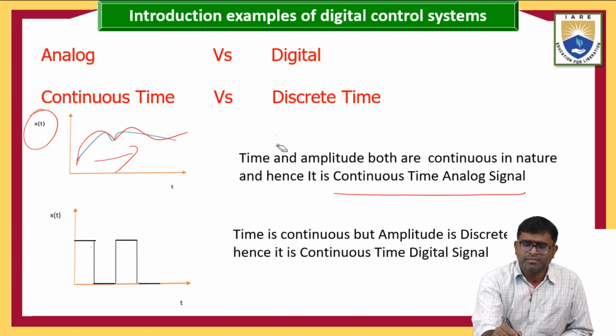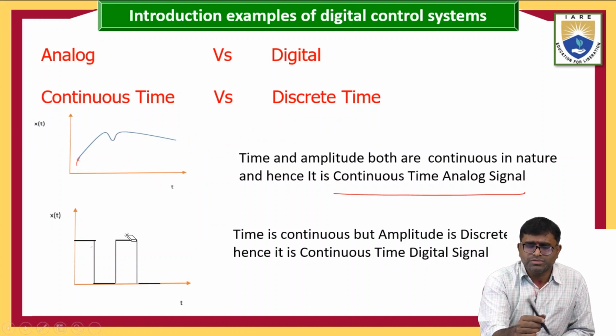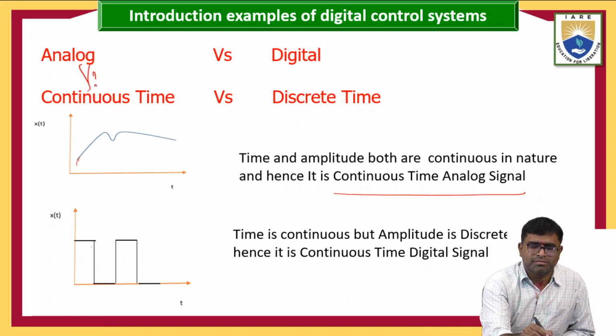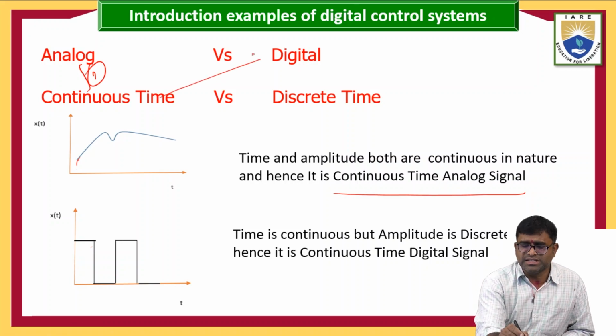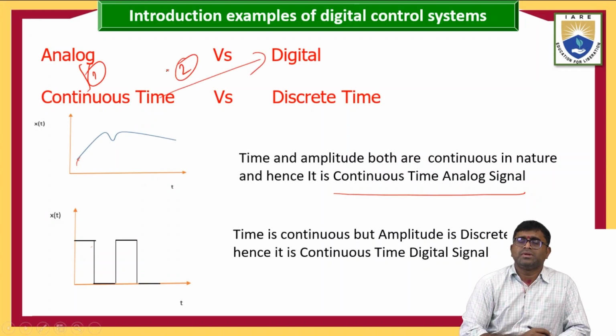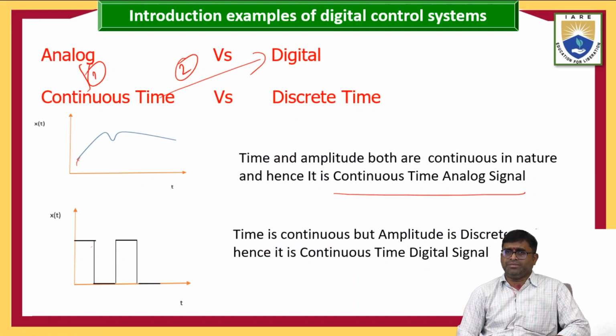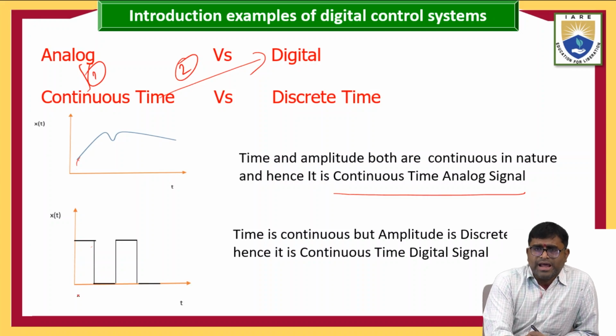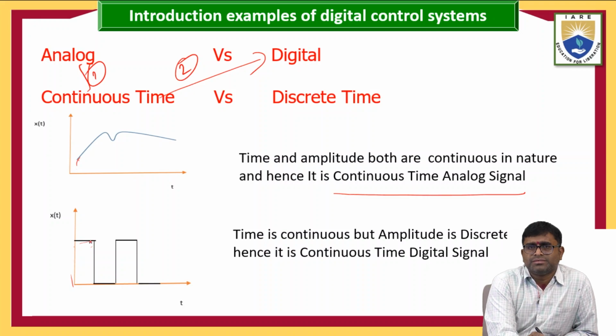Coming to the next one. The first one, the continuous time analog signal, is completed. The next one is the continuous time digital signal, which also exists. See the graph. Here the time is continuous and it is in digital form. At this portion it reaches the highest value, and after that it maintains the highest value continuously. After that it falls, and the value is zero here.